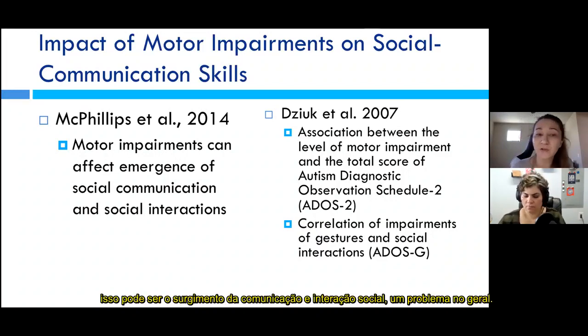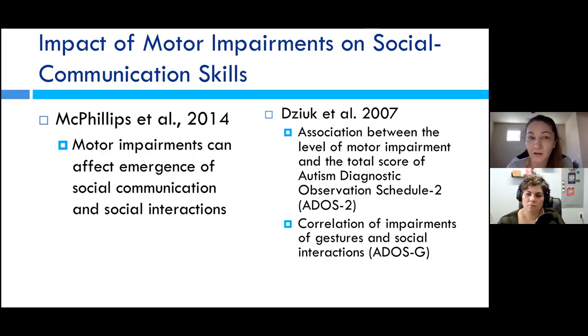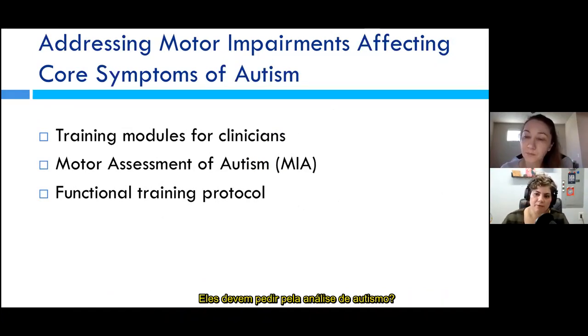So that could be, in fact, the emergence of social communication and social interaction problems in general, because children at a very early age communicate through their bodies. And if that's affected, then all other areas will be affected as well. So would you recommend that if parents notice those motor impairments, they should ask for autism screening?